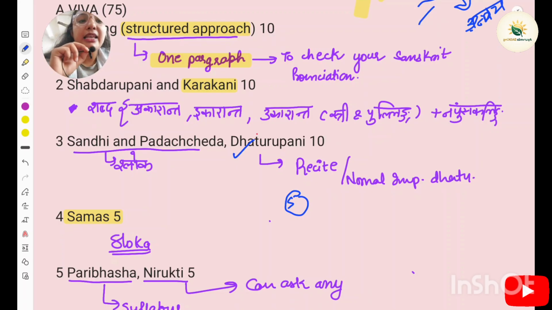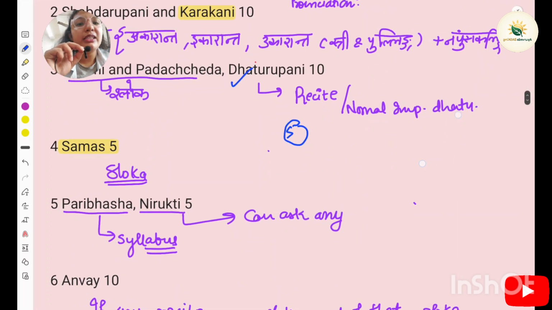And if any dhatu or shabda came in your exam, obviously dhatus and shabdas are there. So at least try to remember those things that came in your theory paper, because sometimes they can ask: recite this dhatu, recite this shabda. So you must read those things that came in your exam.